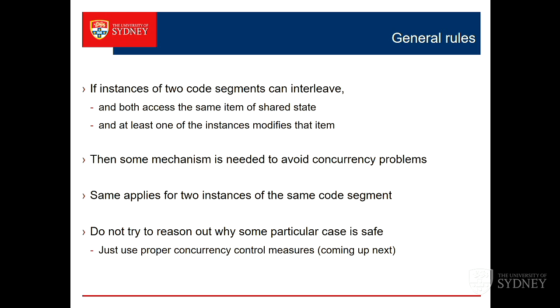So if two bits of code can interleave, and they can both access the same item in shared state, and at least one of them can modify an item, then you're going to need some way of avoiding these concurrency problems. If you have those first things, you're going to need to care about it. You can ignore it, but you'll just get major problems: lost updates and violation of integrity constraints. And it doesn't matter whether they're two different bits of code or the same piece of code running in parallel, those problems exist.